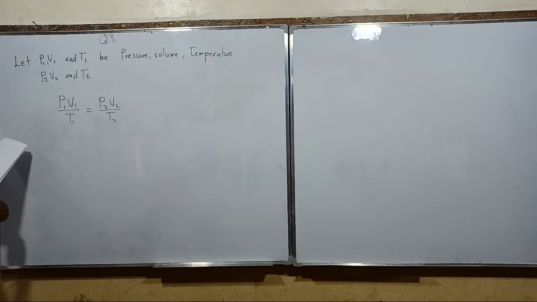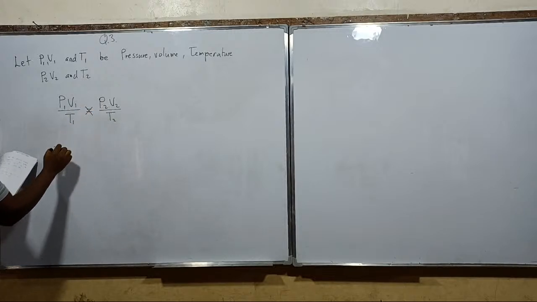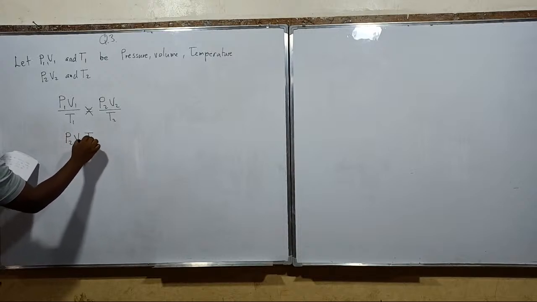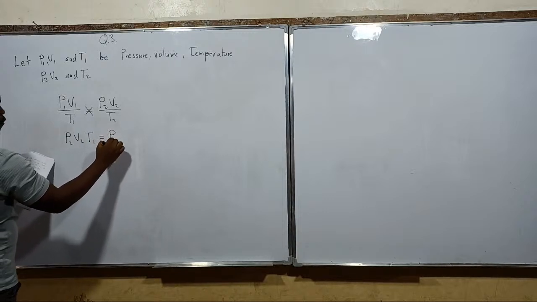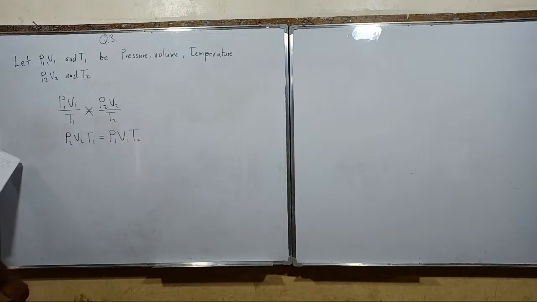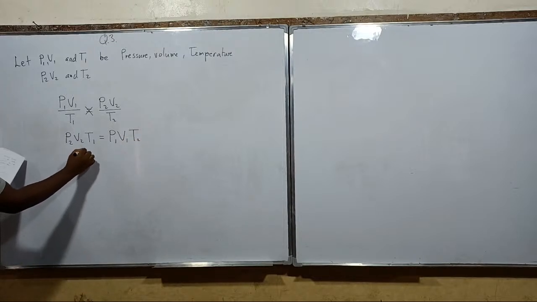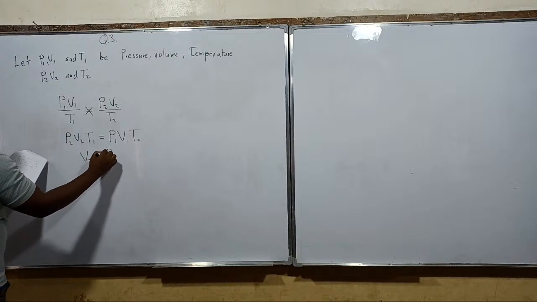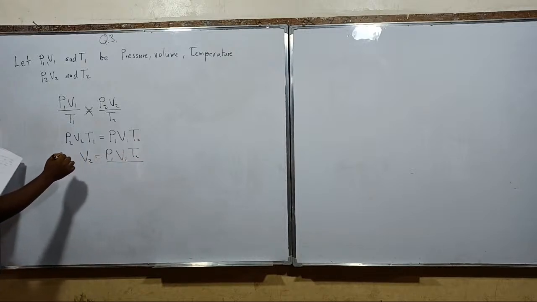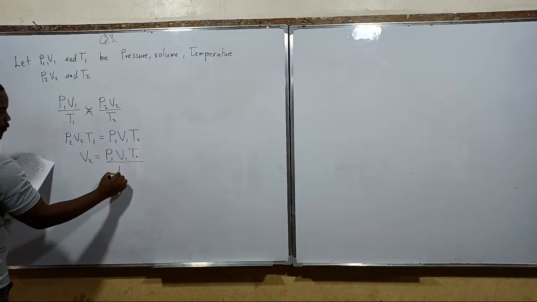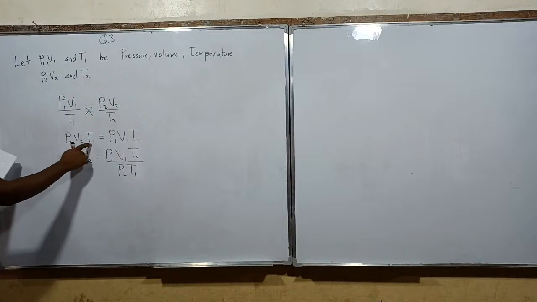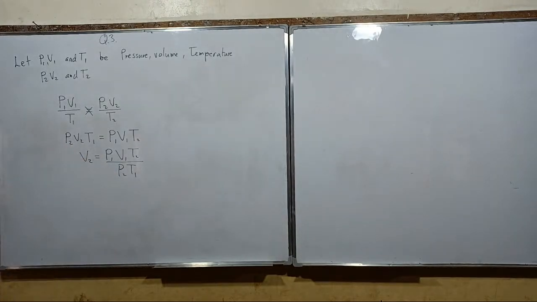So since we're looking for volume 2, let's make volume 2 the subject by cross multiplying. What do we get? We'll get P2V2T1 is equal to P1V1T2. So we're making V2 the subject. So V2 in this case will be equal to P1V1T2 divided by P2 and T1, sorry. So divide both sides by these two, then they just go that side. So at this stage, it's just a matter of replacing.